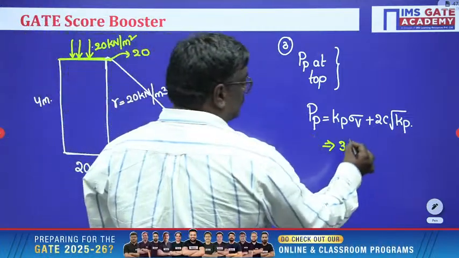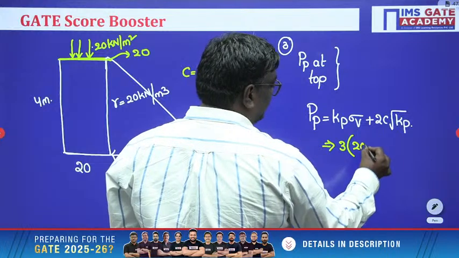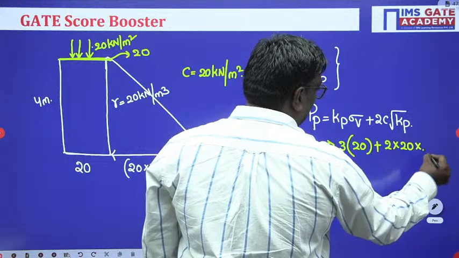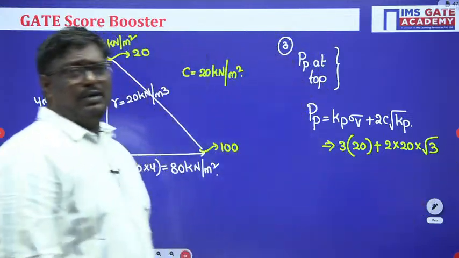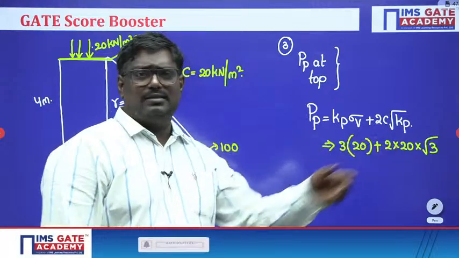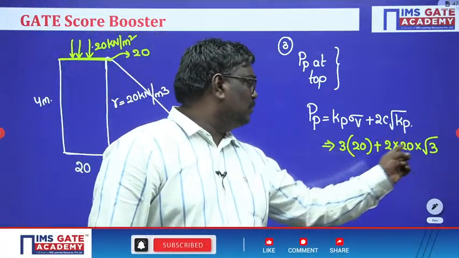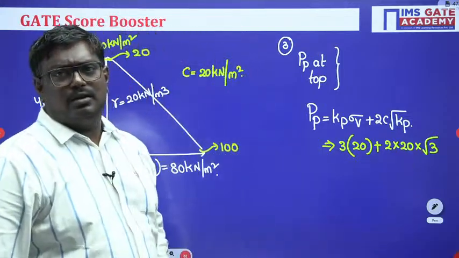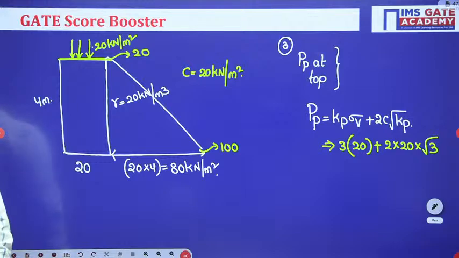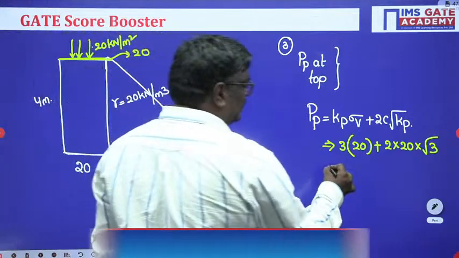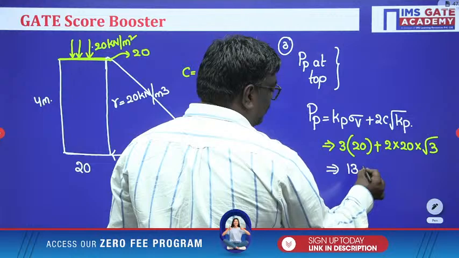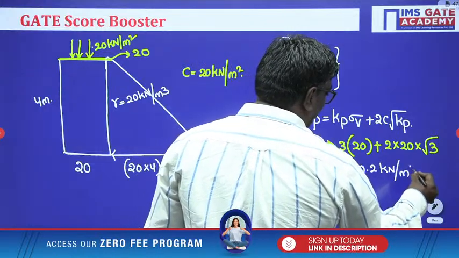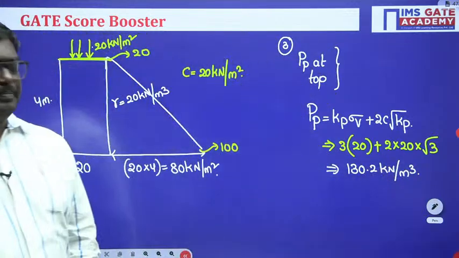So sigma V at top is 20. Pp = 3 into 20 plus 2 into 20 into root 3. The value of root 3 is 1.732. So 60 plus 68. Can anyone tell me what value you got? If you solve this, you will get a value of around 130.2 kilonewton per meter square, or 129.28, roughly.